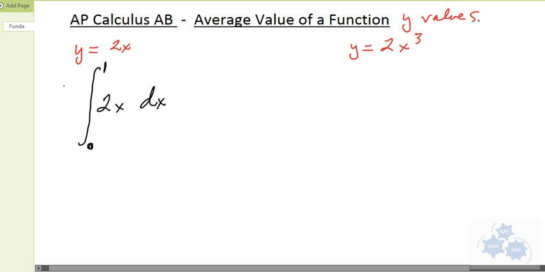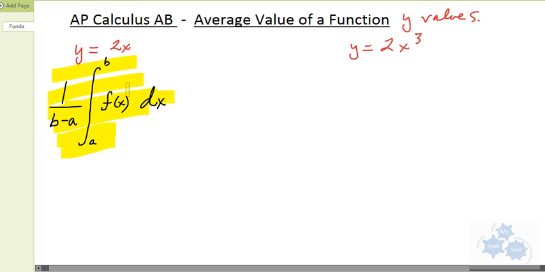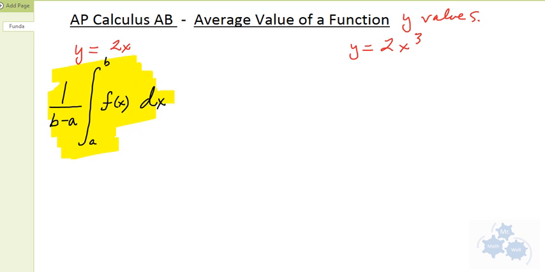And what you do then is, in front of it, you make a constant, which is 1 over b minus a. And of course, a is the lower limit of integration, and b is the upper limit. So let's make just this a formula, a to b, and this 2x is actually the function. So this is how you calculate average value. You throw the function into an integral, you slap a 1 over b minus a in front of it, and that will give you your average value.